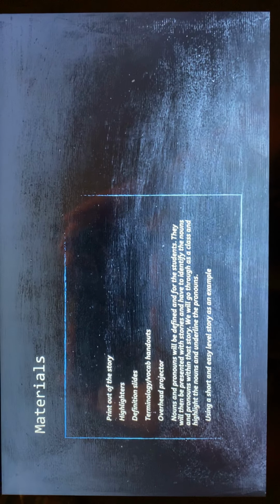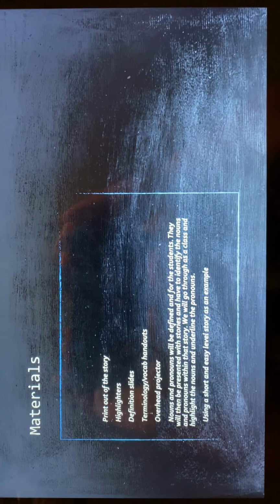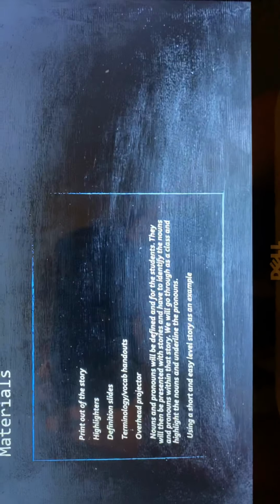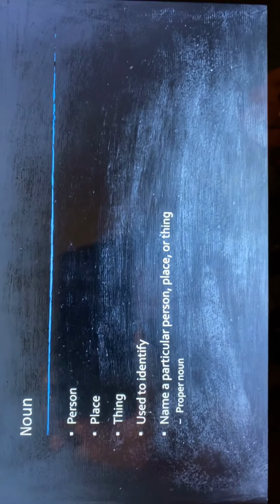So the point of this activity is to teach them about nouns and pronouns and their part within the stories. So those will be defined to the students, and then we'll use a story to help them identify nouns and pronouns within that story. So we'll go through together and highlight the nouns and underline the pronouns. And I'm using a short story because it's an easy reading level, and for an example, it's shorter, and we'll be able to discuss more and get through the story.